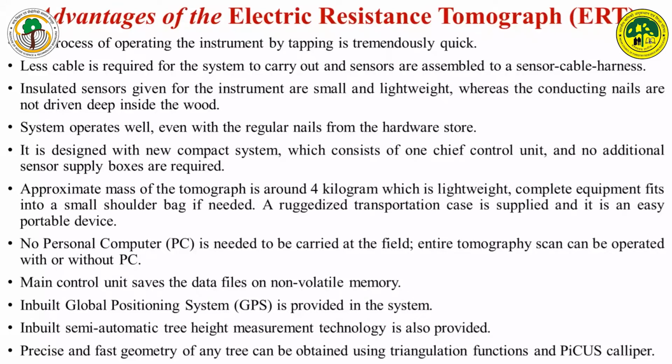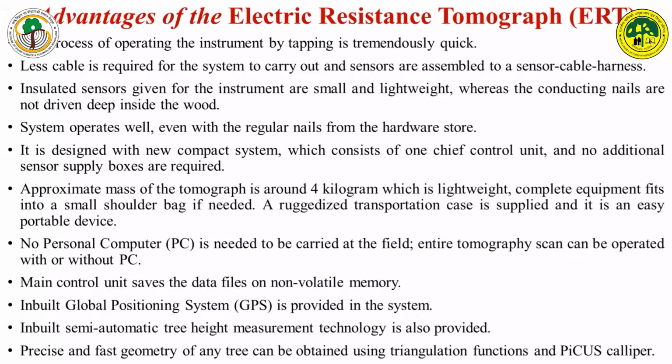Once it is charged, it can be used for 50 to 100 trees in a day, which is excellent. The approximate mass of this tomograph is around 4 kg, which is very lightweight. The complete equipment fits into a small shoulder bag, and a rugged transportation case is supplied. It is also easy to carry as a portable device, and no personal computer is needed in the field. A small laptop or a tablet with the tree cloning software will generate the tomographic image, and it can be used in the field itself.